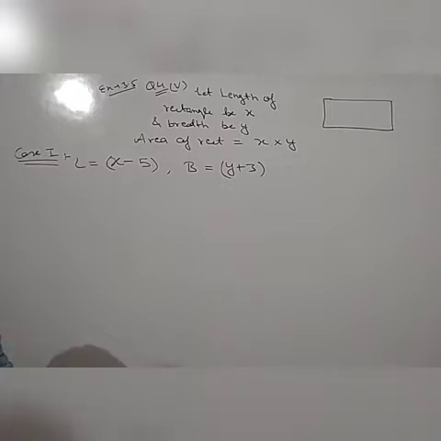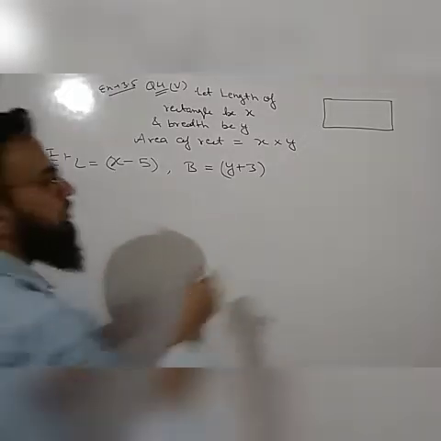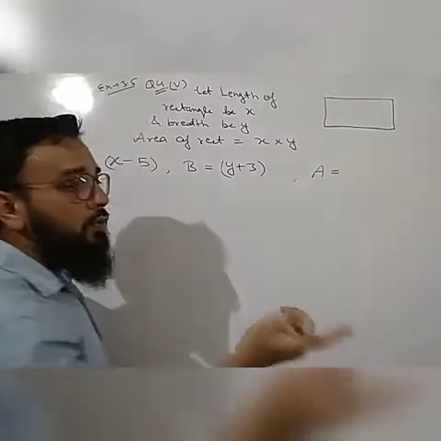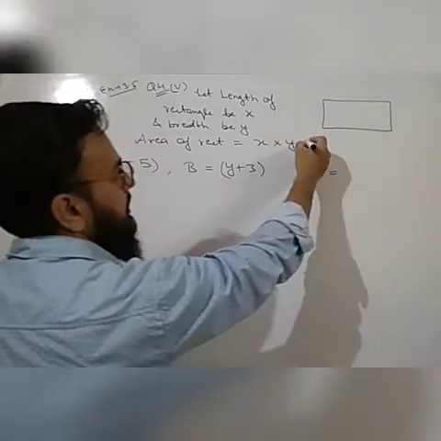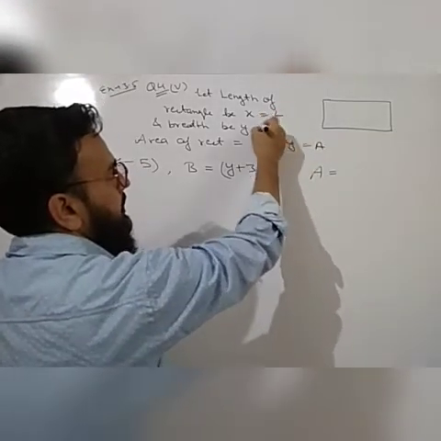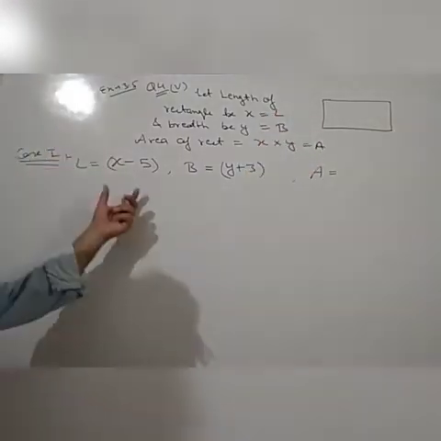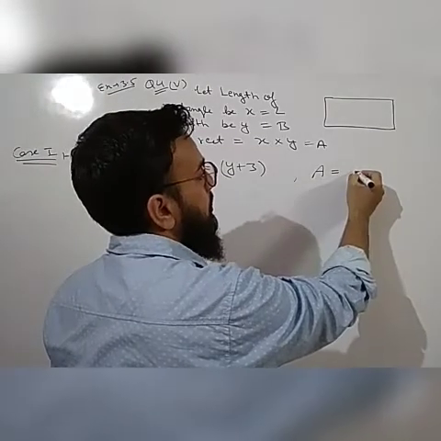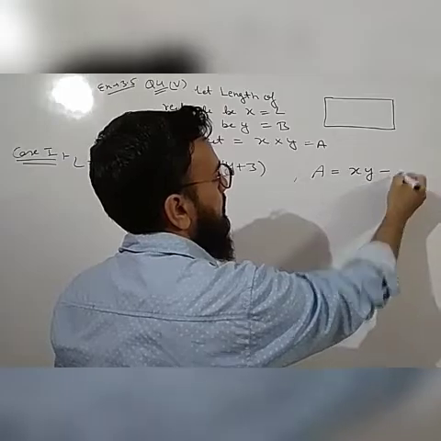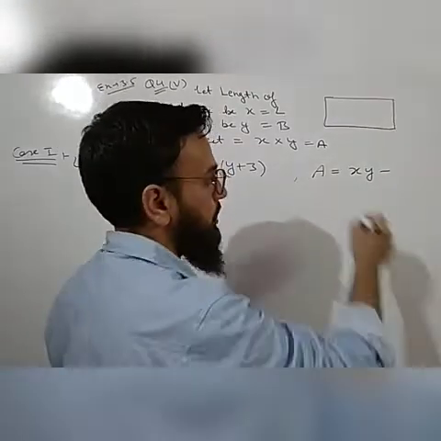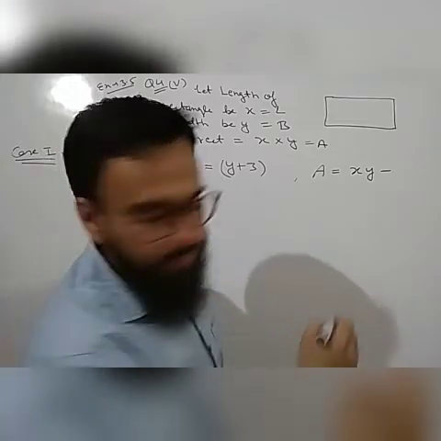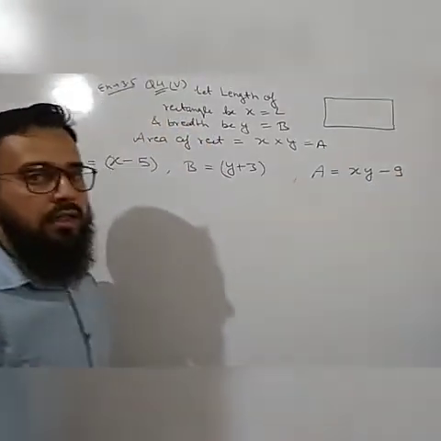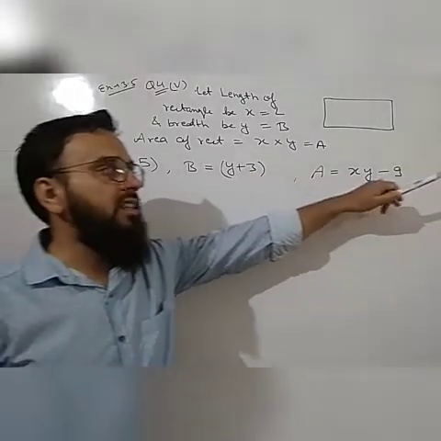Then what is happening? The area of the rectangle gets reduced by 9. Then in this condition, what will be the area? Area is reduced by 9. So what was the initial area? This was the initial area A. This was length and this was breadth. But now in this condition, length is x minus 5, breadth is y plus 3. So area will be equal to x into y, minus, area is reduced by 9 units. It will be xy minus 9. The initial area was xy, so now the area will be xy minus 9.